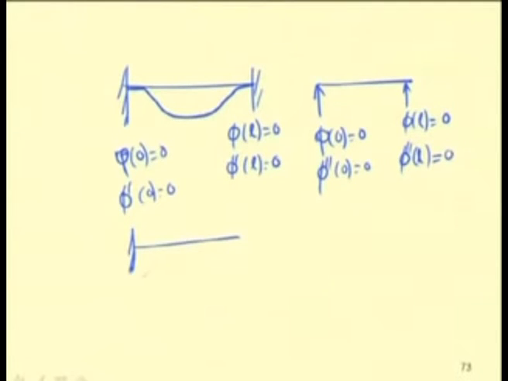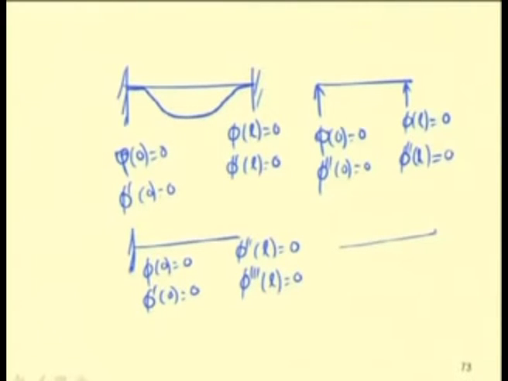So, in the case of a cantilever beam, phi 0 equal to 0, phi dash 0 equal to 0, bending moment corresponds to phi double dash L equal to 0, and shear force corresponds to phi triple dash L equal to 0. Similarly, for a free beam, one can find the boundary conditions similar to that of the right side of the cantilever beam.